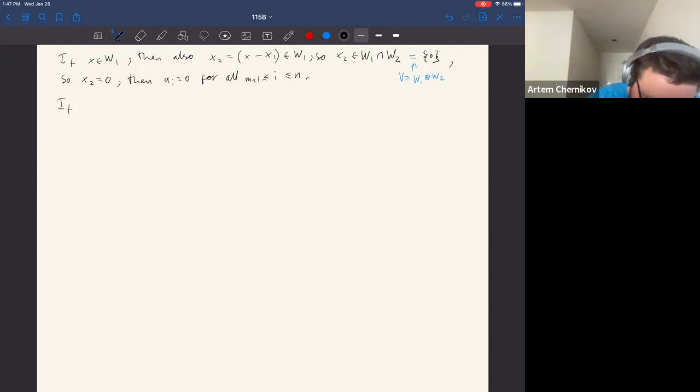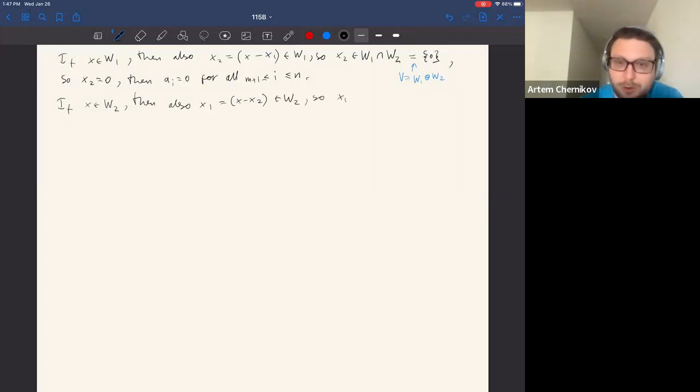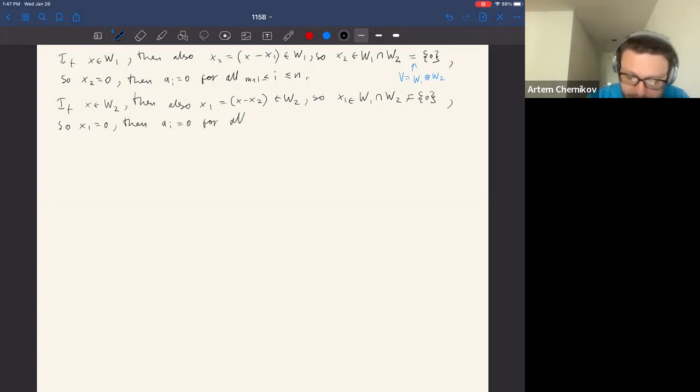And now the other possibility is that x belongs to W2, okay? Then we also have that x1 is equal to x minus x2 now, which in this case is an element of W2. And so we get that x1 belongs to the intersection of W1 with W2. Okay, so again, this is the zero vector. So we have that x1 in this case is equal to zero. And then we would conclude that ai is equal to zero for all i between one and m. Okay, so we have these two possibilities. First, if x is in W1, then the second group of the coefficients are all zero. And if x is in W2, then the first group of the coefficients are all zero.